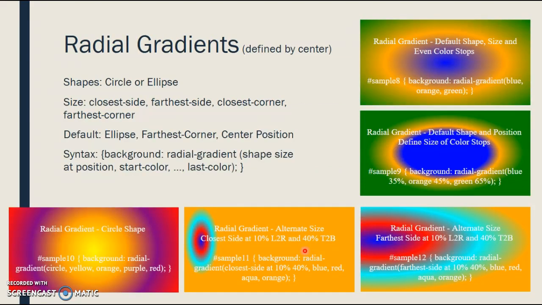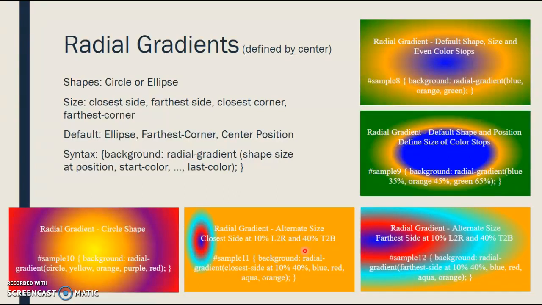So the other type of gradient that you can do is called a radial gradient, where it's basically defined or built from the center out. And these are going to be a circular type shape. There are three basic settings. It's your shape, which is a circle or ellipse. It's the size in relation to the closest side, furthest side, closest corner, furthest corner. And the position is where it is within the area.